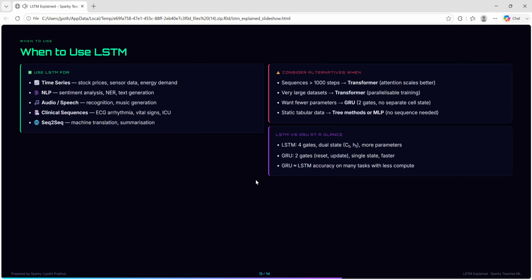However, consider using a transformer instead when your sequences are very long, more than 1,000 steps, or when you have very large datasets, because attention mechanisms scale better in those cases. GRU is a simpler alternative to LSTM when you want fewer parameters. It has no separate cell state and uses only 2 gates.